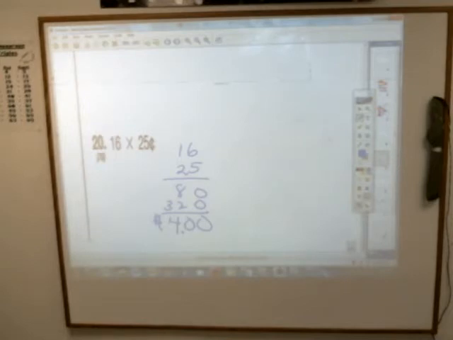Nick: I think I might know what Jake did. When he did 2 times 6 and got 12, and he carried the 1, he did 1 plus 1 is 2, and 2 times 2 is 4, so he got 420 plus 8. Could be. You could ask Jake that.